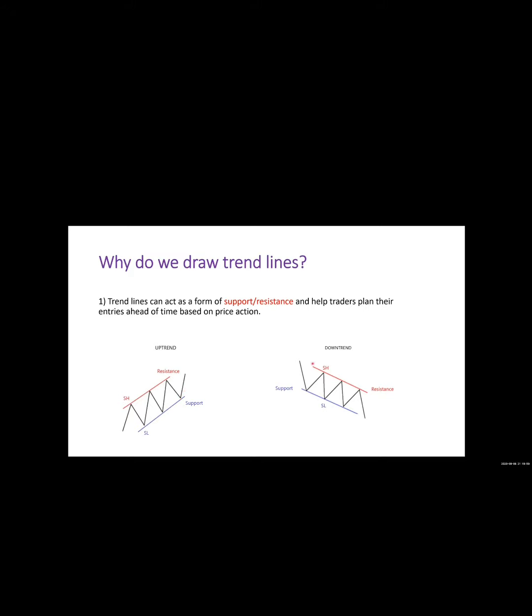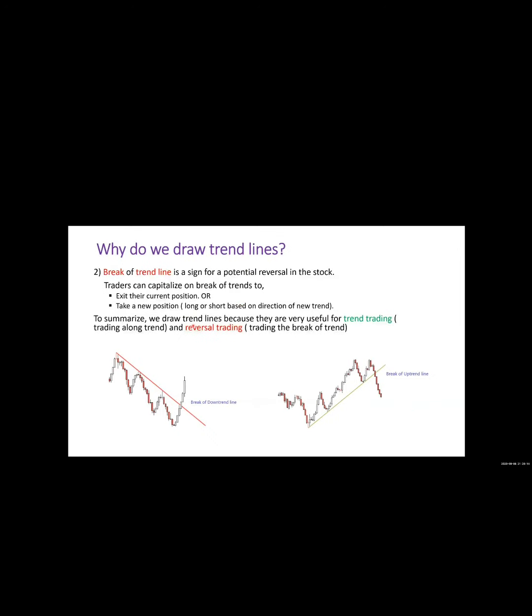And similarly, in the downtrend, the same thing. The swing low points act as support, and swing high points act as resistance. And as long as price respects this trend line, you have a lot of trading opportunities. If it breaks, you have a reversal trade there. Okay, that's one reason why we draw a trend line. The other reason is a break of a trend line is a sign for potential reversal in the stock.